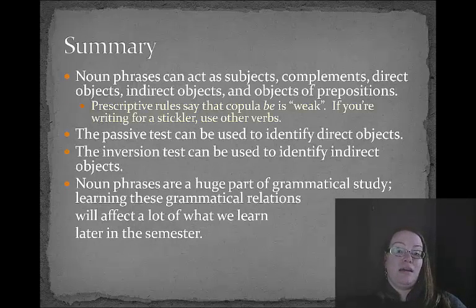Noun phrases can act as subjects, complements, direct objects, indirect objects, and objects of a preposition. Prescriptive rules say that a copula verb be is weak, so if you're writing for a stickler, pick another verb with more action. The passive test can be used to identify direct objects. The inversion test is what we use to identify indirect objects. Noun phrases are a huge part of grammar, okay? And learning these grammatical relations will affect a lot of what we learn later in this semester. So it's really important for you to understand how these noun phrases work.